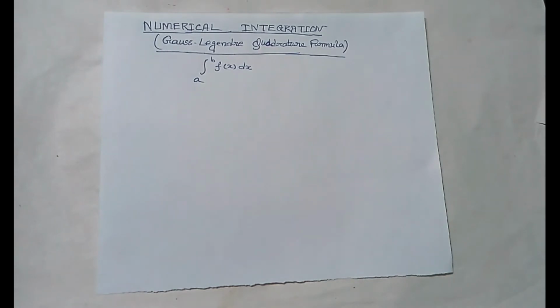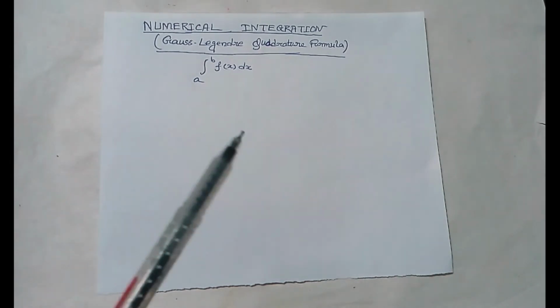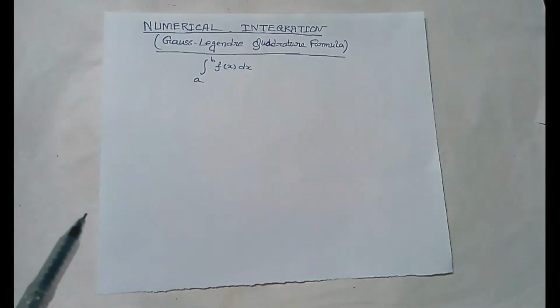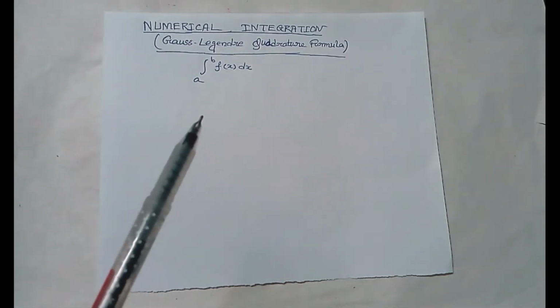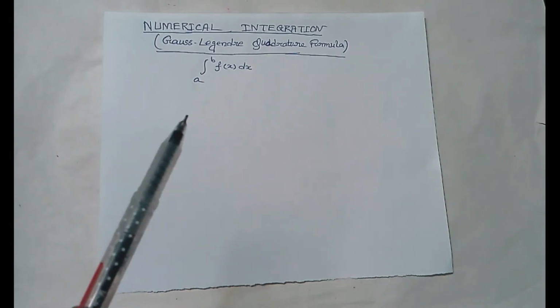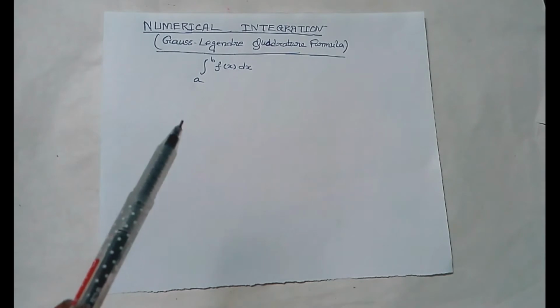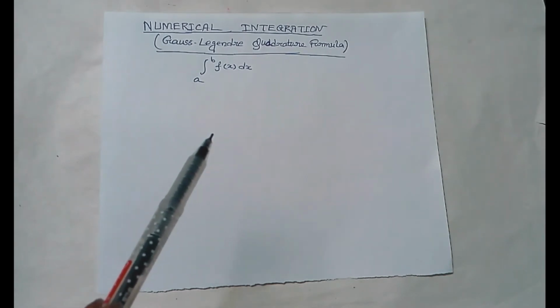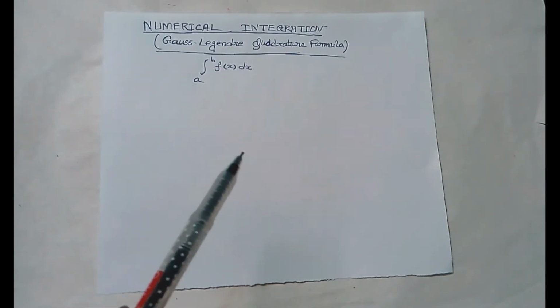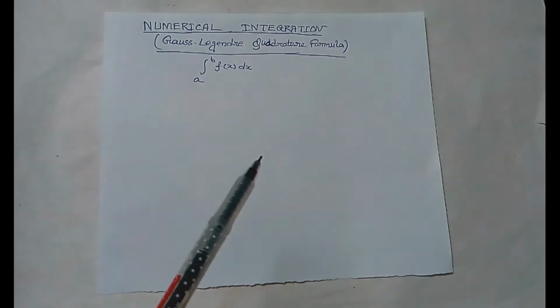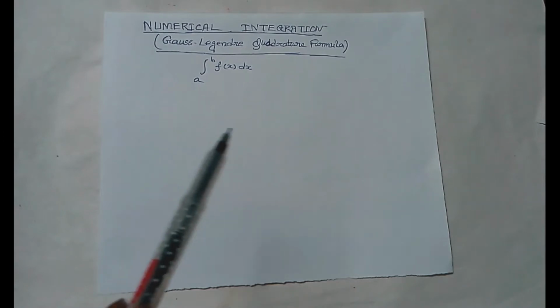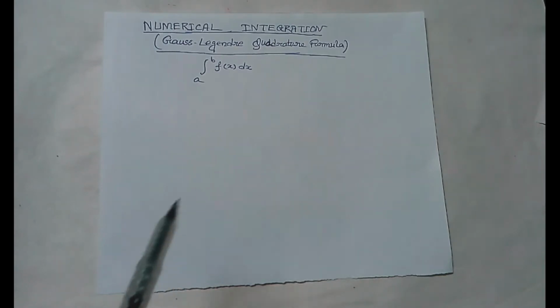Suppose we have a definite integral from a to b of the function f(x), and sometimes the function is so complicated that we cannot evaluate this integral directly. In that case we evaluate this integral by using numerical approximations. So in this part we shall obtain a formula of numerical approximations by which we shall evaluate this type of integrals, and the formula we shall obtain here is called Gauss-Legendre quadrature formula.